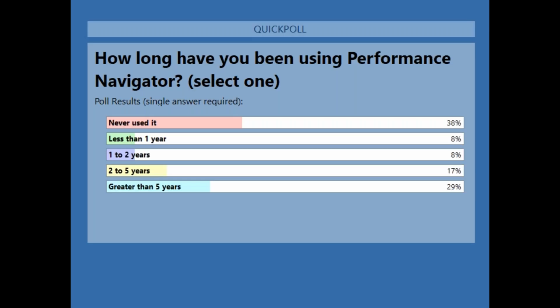Let's look at the results here. It looks like we have 38% have never used it. That's the highest number, so great. A little overview on what PerfNav is a good idea. 29% are very experienced with the product, 17% 2 to 5 years, and some inexperienced users too, but you know, we want to be able to educate everybody, don't we, Randy? Absolutely.